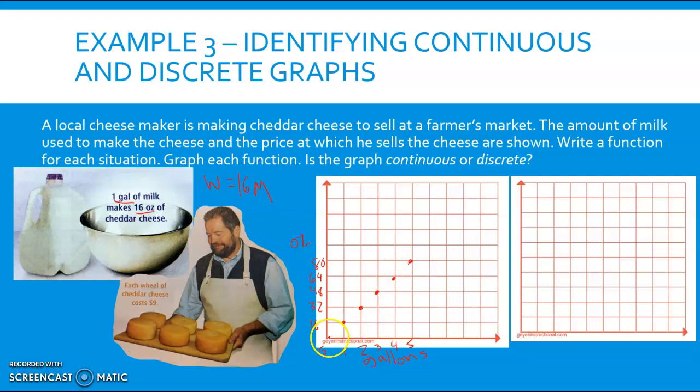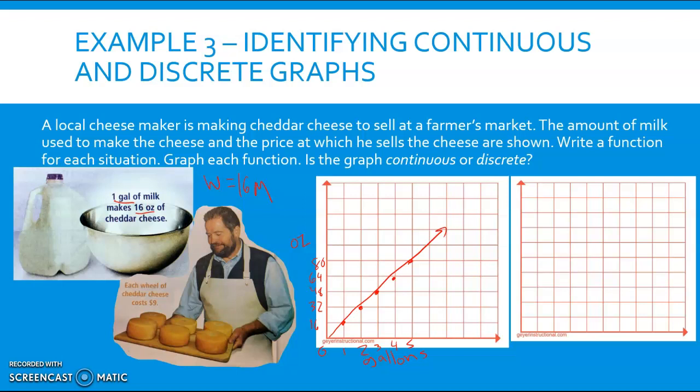Because it's going to include, right, this is the pattern. For every 1 gallon, you make 16 ounces, but you could make half a gallon. You could make 1.5 gallons. It's just that this is the pattern. This is kind of the rule here. And it's linear, obviously, but for every 1 gallon, you can make 16 ounces of cheese.